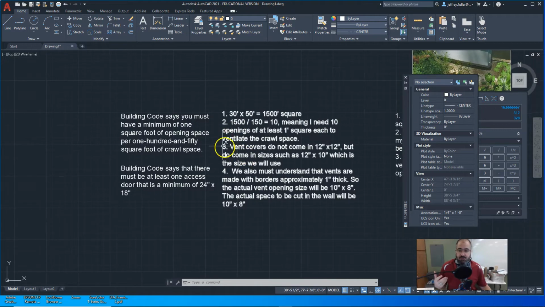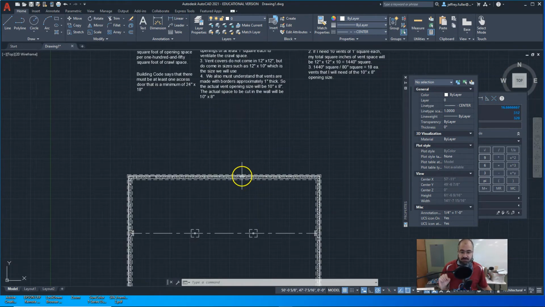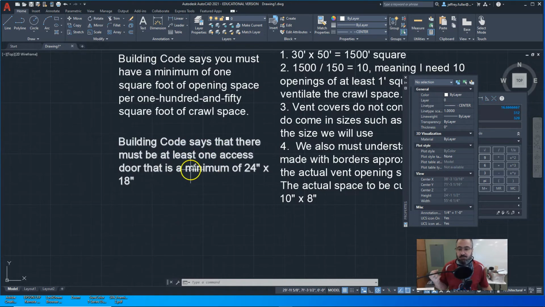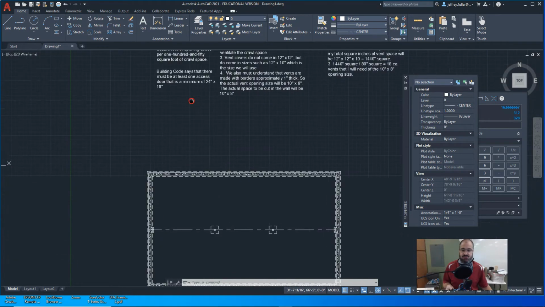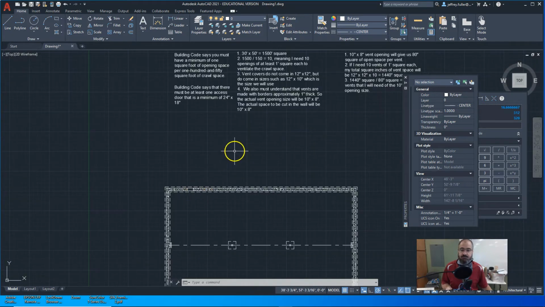Some things that we have to recall about doing our vents. Building code says you must have a minimum of 1 square foot of opening space per 150 square feet of crawl space. So 1 square foot of vent space per 150 square feet of crawl space up under here. Building code also says that there must be at least one access door that is a minimum of 24 inches by 18 inches. That's 24 inches wide by 18 inches tall, and that's going to be right there.